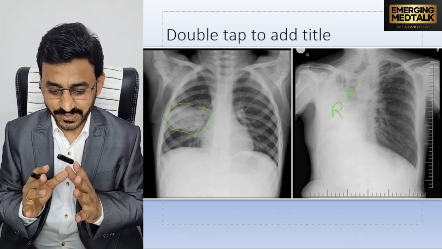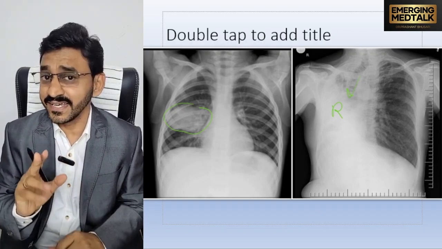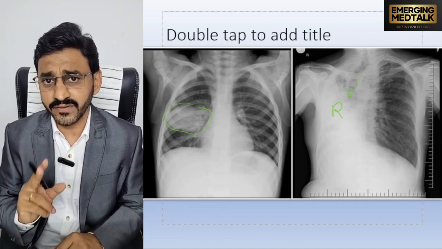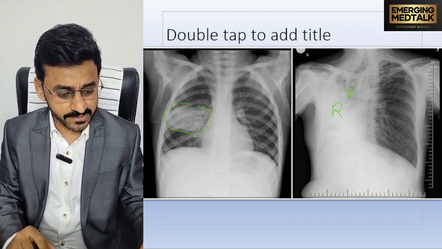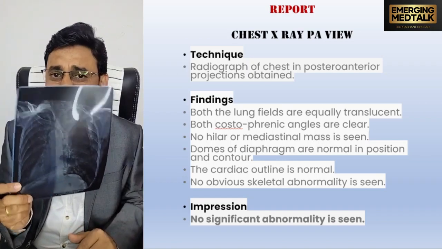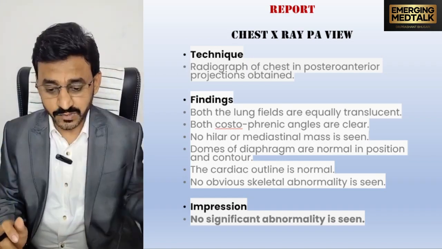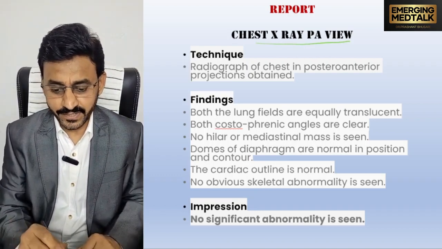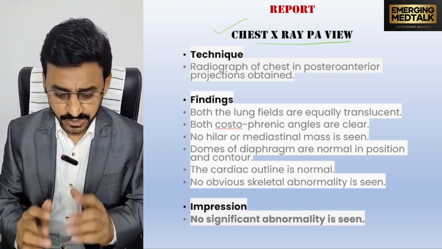So we have discussed the chest X-ray under five headings, the A, B, C, D, E pattern: A, airway; B, bones; C, cardiac shadow; D, diaphragm; E, effective lung field. Now let us see how we report a normal X-ray. This is a posterior anterior view, and the projection technique is posterior anterior projection.